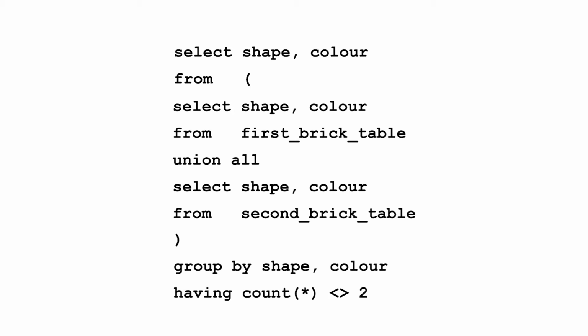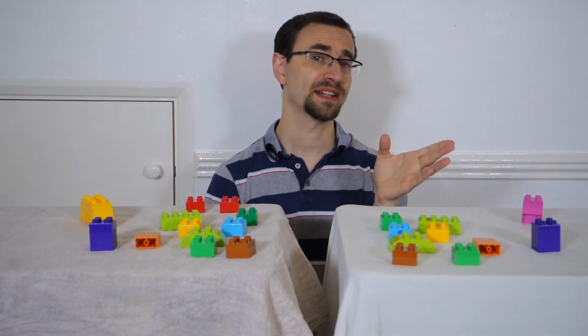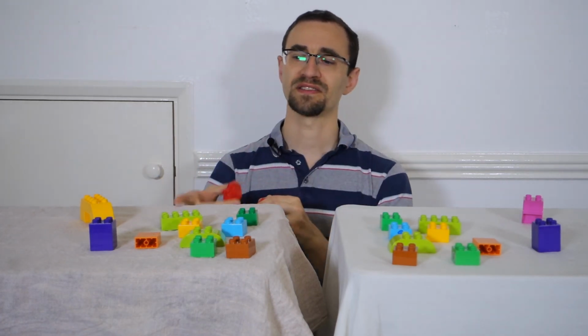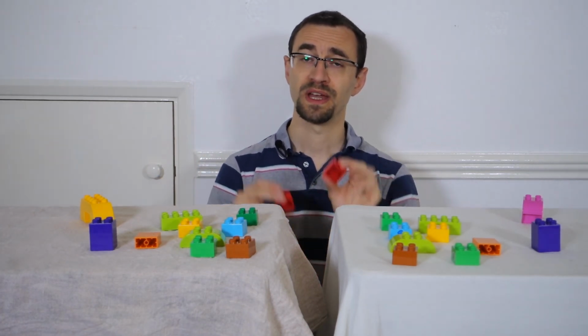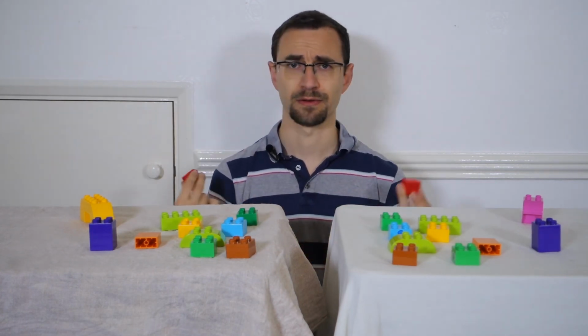And with the having clause, we can filter out the rows we have 2 copies of, so we see just the mismatches. Note, this assumes that each table has no duplicates. If you have two copies of a brick in this table, which don't appear in this one, you'll still get a count of 2 and filter them out of your results incorrectly.